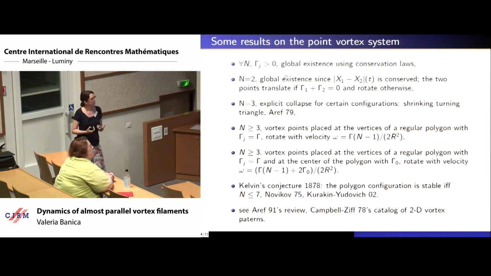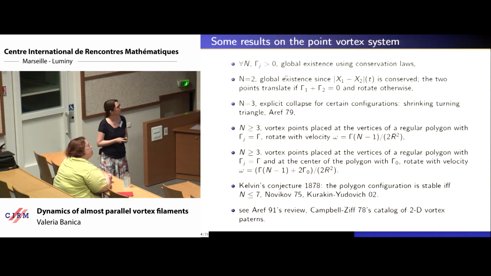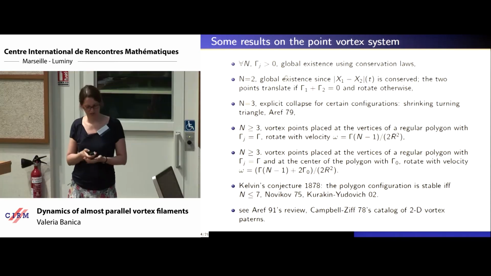Okay, and then things are really getting richer and richer. For instance, to give you an example, it was Kelvin's conjecture that the polygon configuration is stable up to 7 points, and this was finally solved in 2002 by Kurakin and Judovic. And for this I can cite Aref's review and also Campbell-Ziff catalog of 2D vortices for other configurations of 2D point vortices on circles or other things like this.